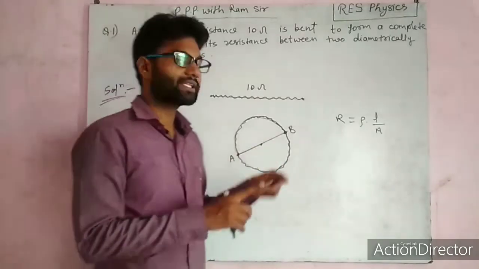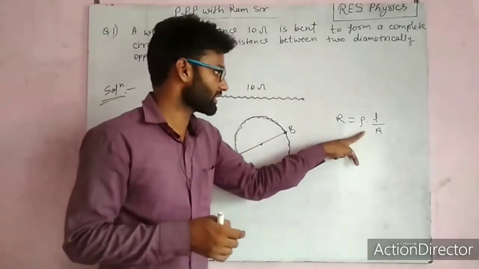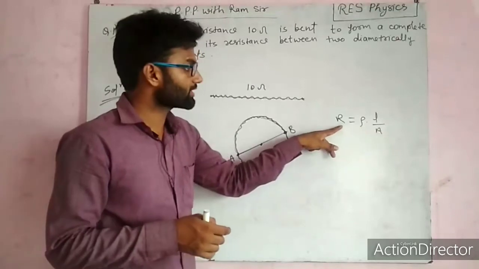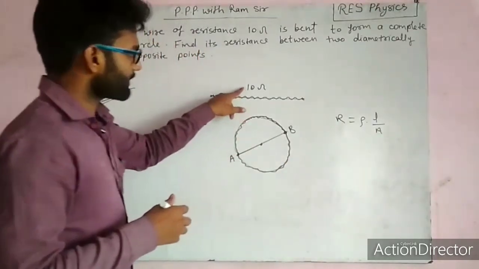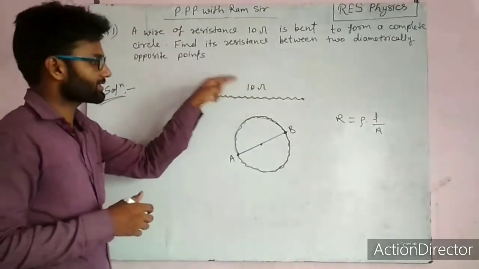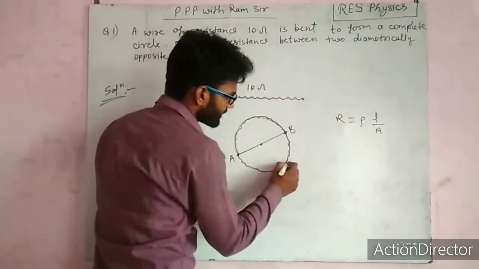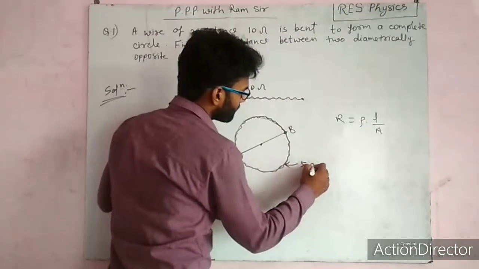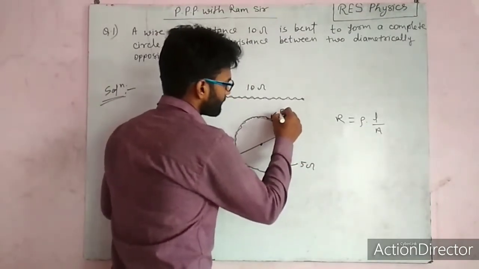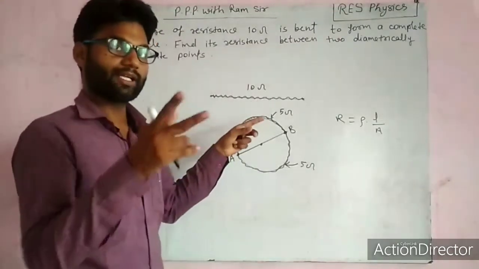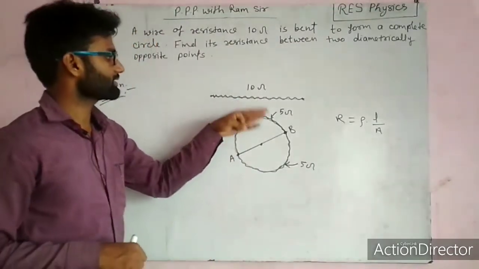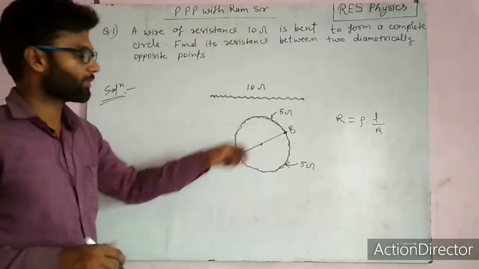So if we are dividing the wire into 2 parts without changing these 2 parameters, the resistance will be divided into 2 parts. So if the resistance of this complete wire is 10 ohm, the resistance of this portion will be 5 ohm and the resistance of this portion will be 5 ohm, right? Because we are equally dividing the length, so resistance is divided in equal parts.